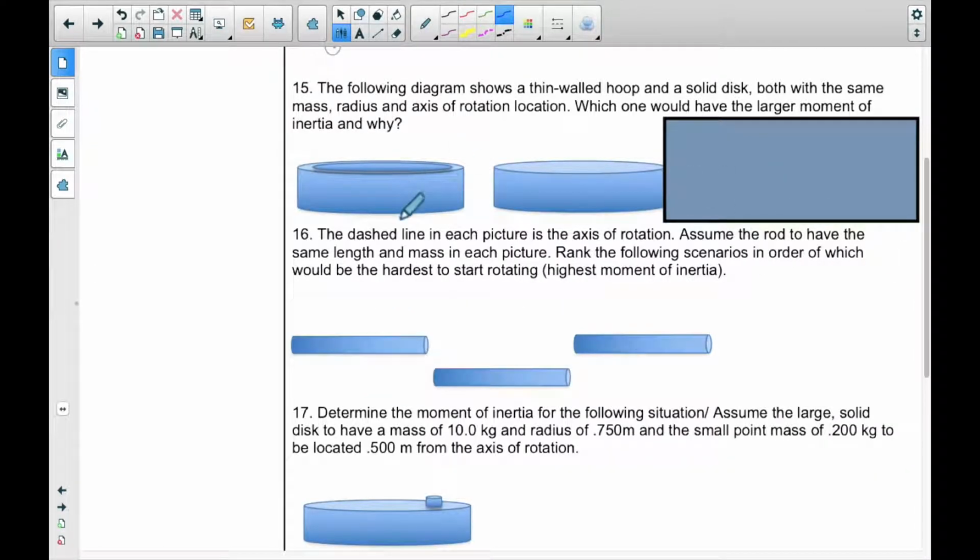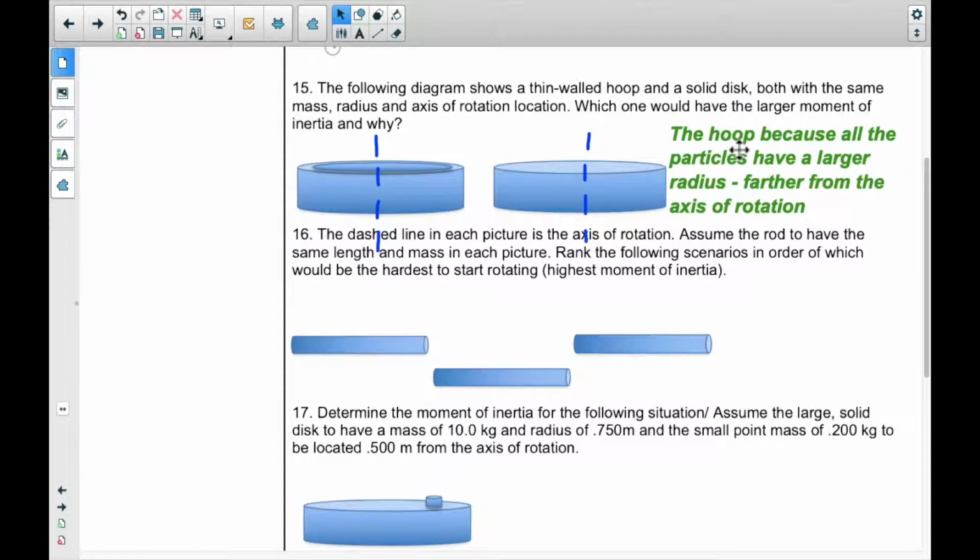Question 15. I tried to put some objects in here that looked like what they're supposed to look like. So it says this is a thin-walled hoop and this is a solid disk. They have the same mass, the same radius, and the same axis of rotation. Which one would have the larger moment of inertia and why? So again, we're assuming that the axis is through here. And if that were the case, which one would have the larger moment of inertia and why?